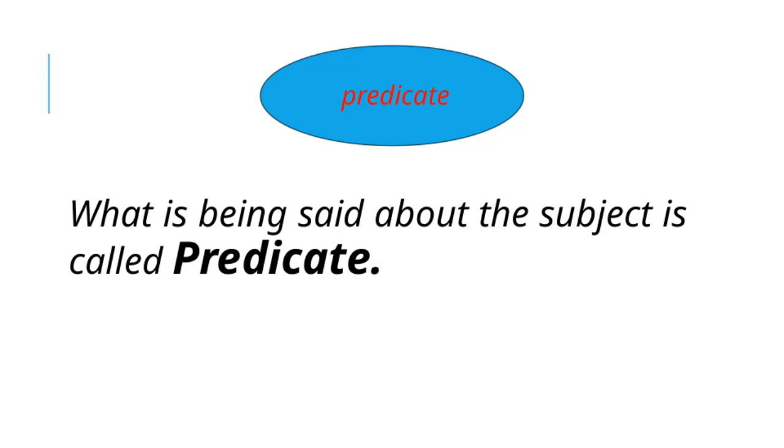What is being said about the subject is called the predicate. The predicate is essentially the part of the sentence that tells us what is happening or what is being said about the subject. It usually contains the verb, which is the action or state of being. When we talk about a predicate, we're focusing on the part that provides the core information about the subject.